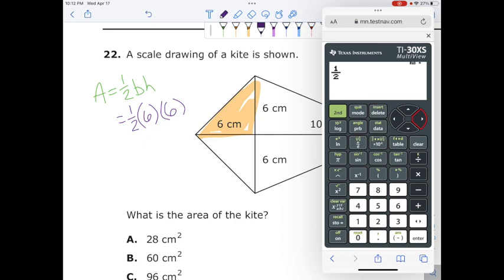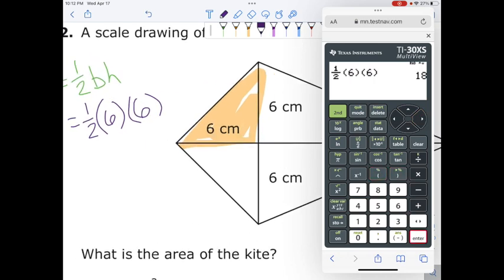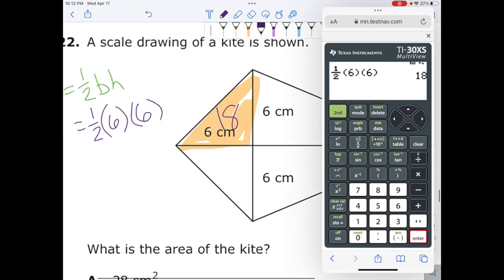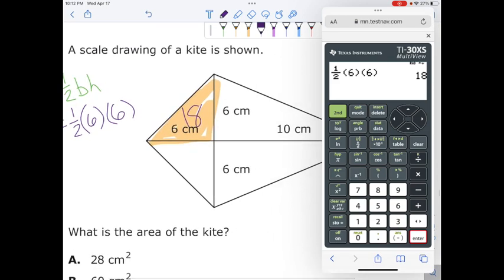1/2, 6, 6, enter, is 18. That means the area for this one is 18. And in cool news, the triangle right below it has the same dimensions. Right? This is 6 tall, and this is 6 across. That means this triangle should have the same area. So this one should also be 18.